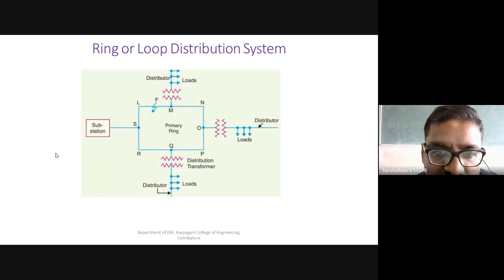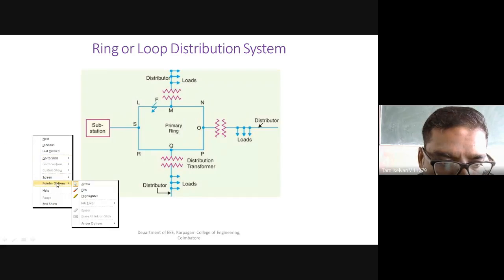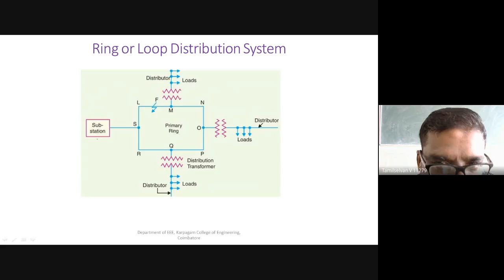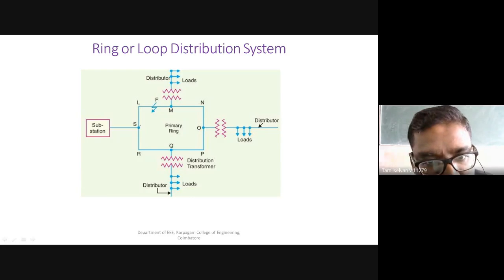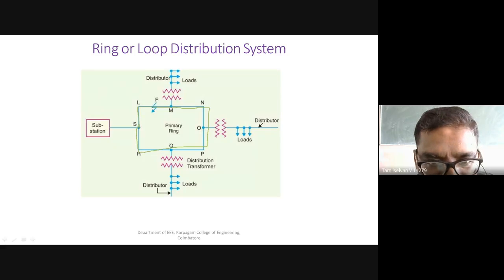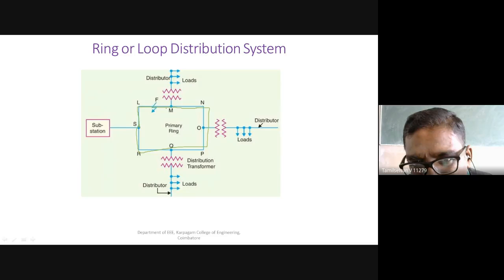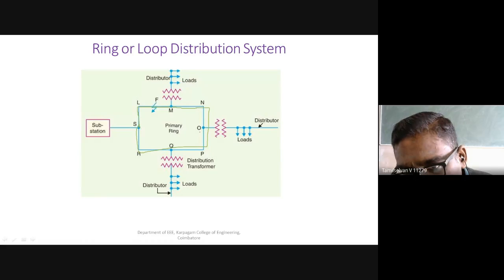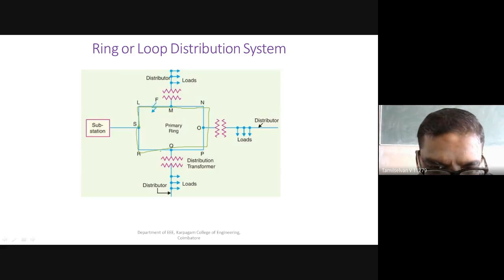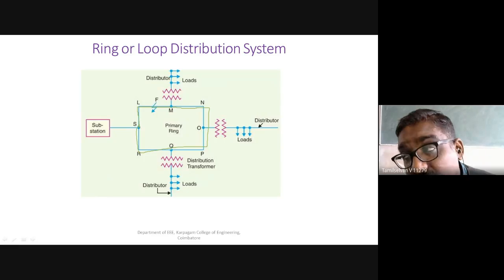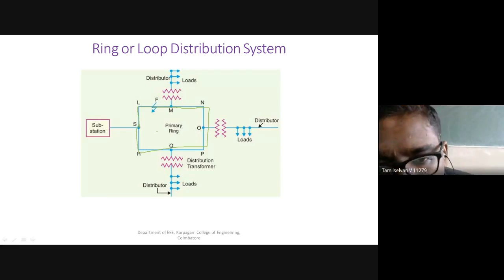Okay, here the substation is there. From the substation, the feeder will be in a loop, so it is designed in the form of a loop. It starts with S and again ends at S. SL is one feeder, LM is another feeder, MN is another feeder, NO is another, OP is another, PQ is another, QR is another, and RS is another feeder, which forms a complete loop or a ring.